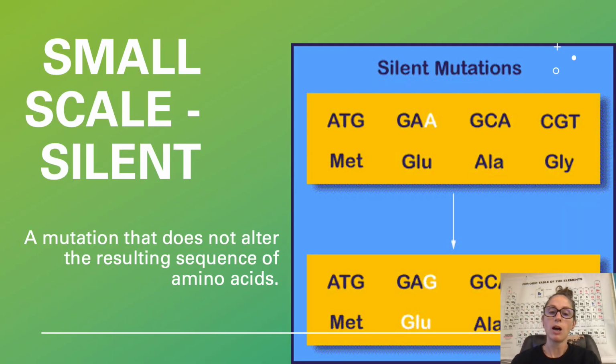Okay. You might also get a silent mutation, and this is one of the wonderful things about the wobble effect. So remember, in a lot of scenarios, that third nucleotide in a codon could change, and you still get the same amino acid. That would be called a silent mutation. It's having no effect whatsoever on the production of that polypeptide.